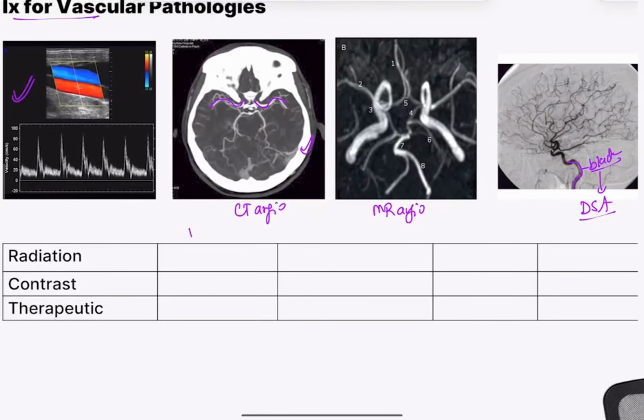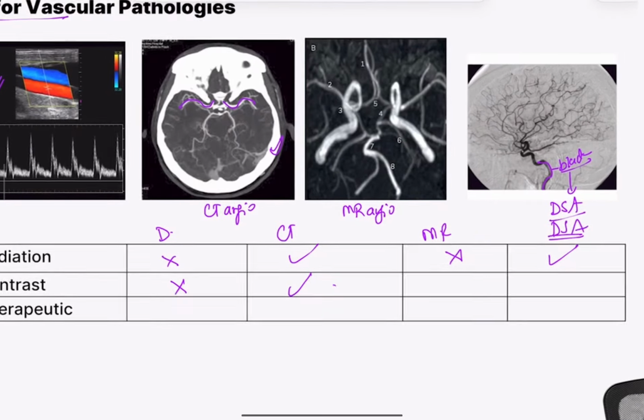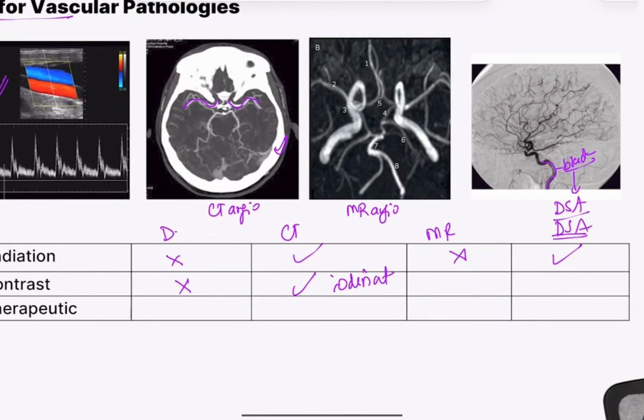So now let's try to understand that. You have Doppler, you have CT angio, MR angio and DSA. Will Doppler have radiation? No. CT angio? Yes. MRI? No. DSA is nothing but fluoroscopy. This is a contrast X-ray sort of thing. So will it have radiation? Yes. Is contrast needed in Doppler? No. In CT, yes. To make the vessel white, you need contrast. So what contrast in CT angio?